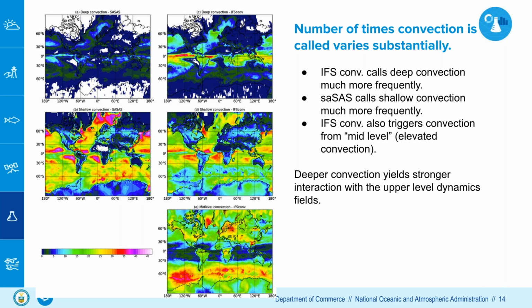whereas with shallow convection, the GFS SAS scheme triggered shallow convection more frequently than the IFS. And the IFS convection also has what they call mid-level convection. So in general, I think this is part of the reason we have stronger interaction with upper level dynamics using the IFS convection scheme.